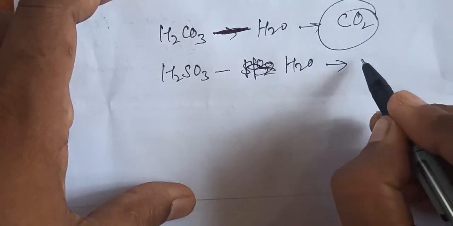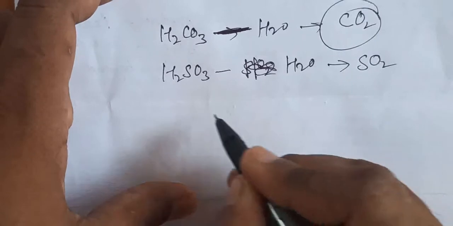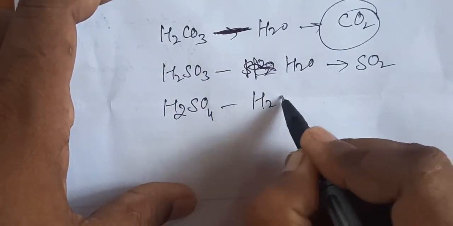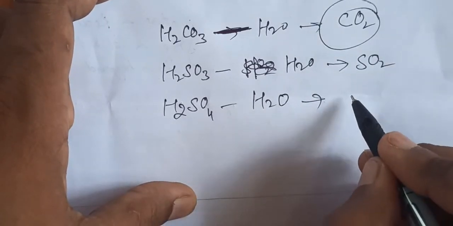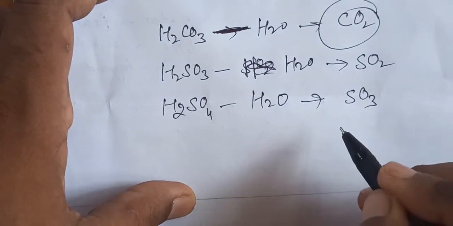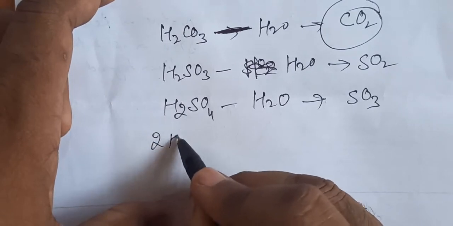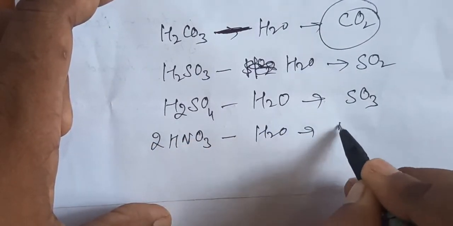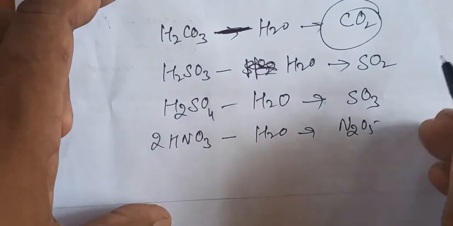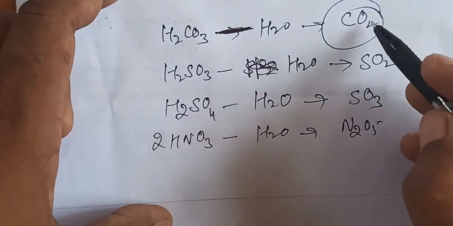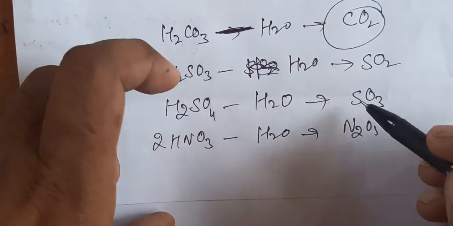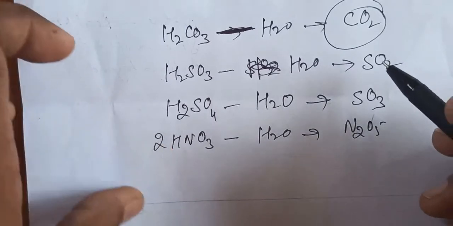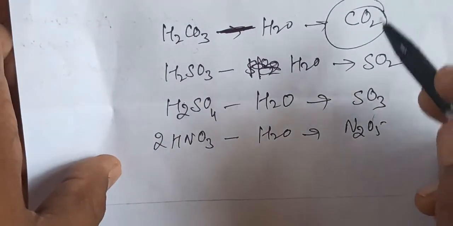Same way, if from sulfurous acid I subtract water, then what do I get? Sulfur dioxide. If from sulfuric acid H2SO4 I subtract the elements of water, what do I get? SO3. Right? Same way, if from nitric acid I subtract water, then what will we get? N2O5. Okay, and these substances obtained when water is removed from acids are called anhydrides. What are they called? Anhydride.